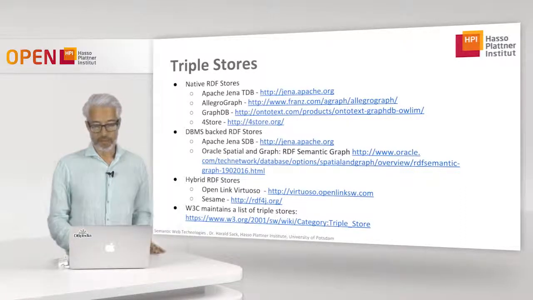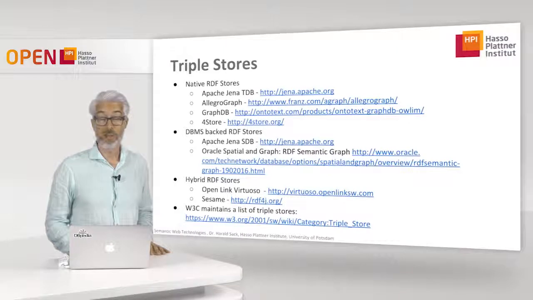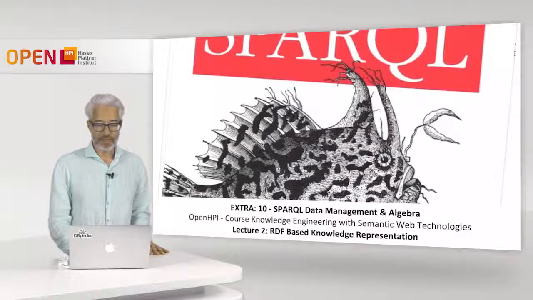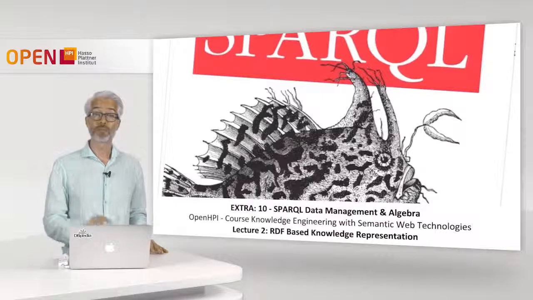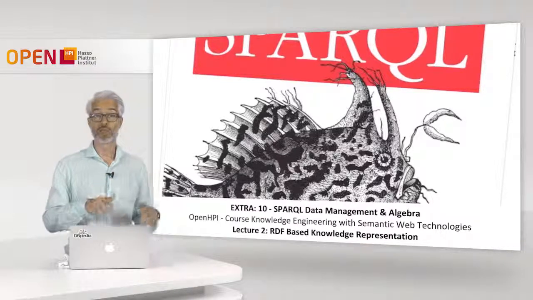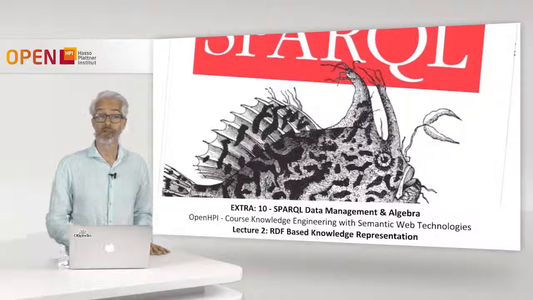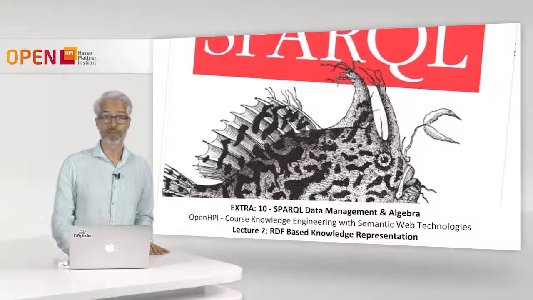Okay, so this was a short excursion into RDF triple stores. The next part of the lecture will cover SPARQL data management, and we'll have a look into SPARQL semantics, where we will develop an algebra for SPARQL, just as an algebra also exists for relational database systems.